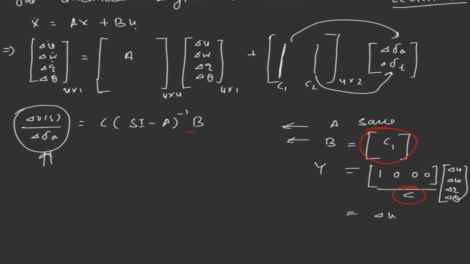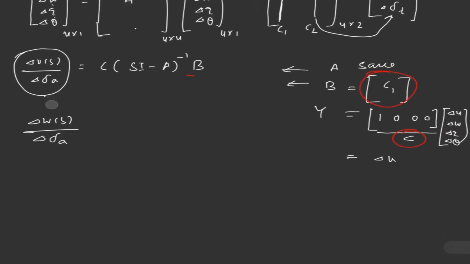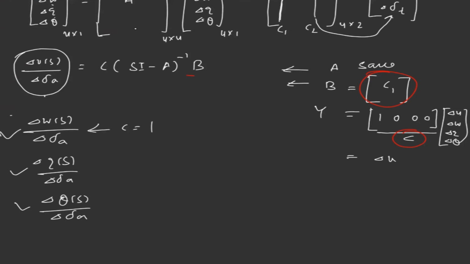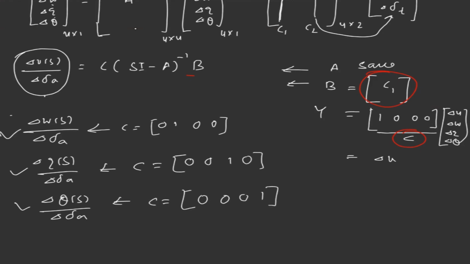Now similarly, we can find delta W(s) with respect to delta delta A, and also the rest of the transfer functions, delta Q(s) and delta theta(s) with respect to delta delta A. For all of these, the B matrix will be as it is, but the C matrix will be 0, 1, 0, 0 for this one, 0, 0, 1, 0 for this one, and 0, 0, 0, 1 for this one. The B matrix and A matrix will be the same, and we can use the same formula to find the transfer functions.